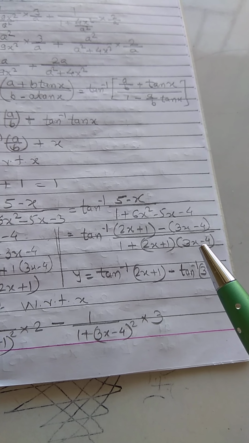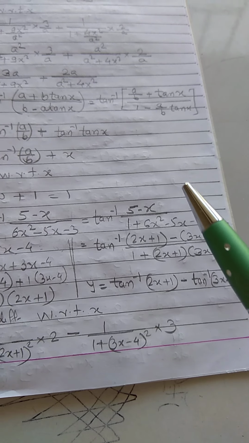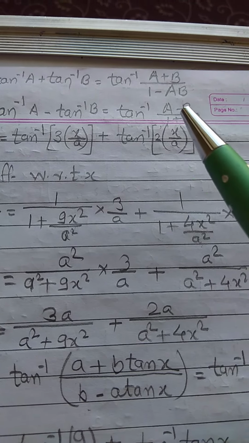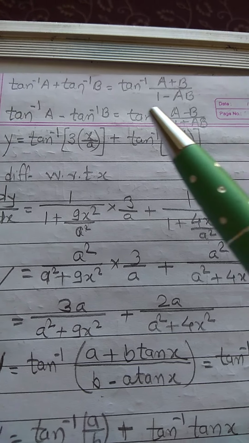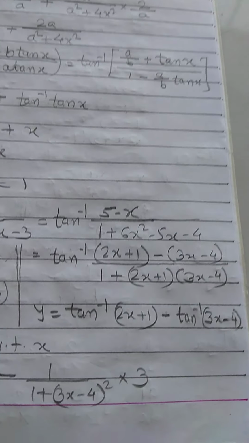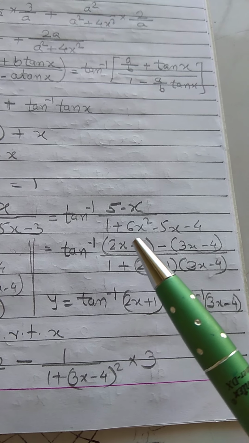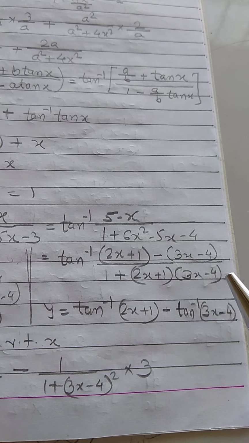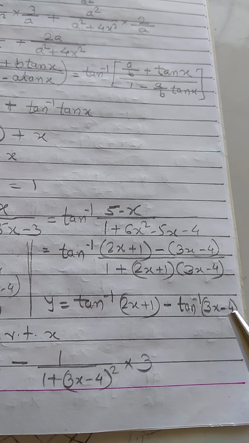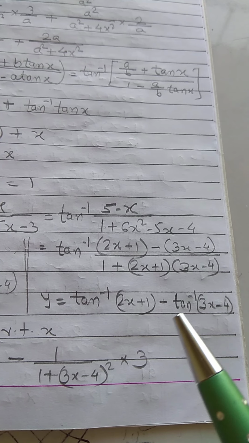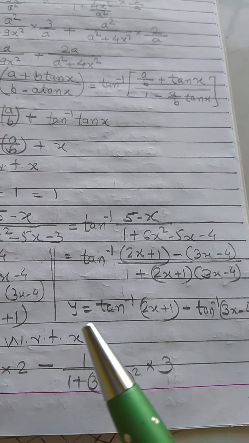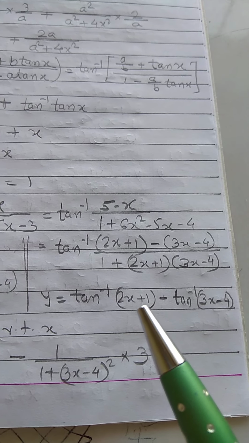So we know that tan inverse of (a minus b) upon (1 plus ab) is tan inverse of a minus tan inverse of b. Here in this case, it can give you tan inverse of (2x plus 1) minus tan inverse of (3x minus 4). Now we can differentiate with respect to x.